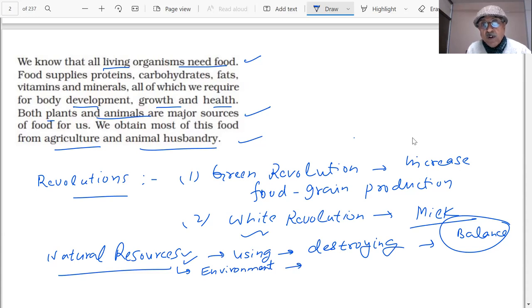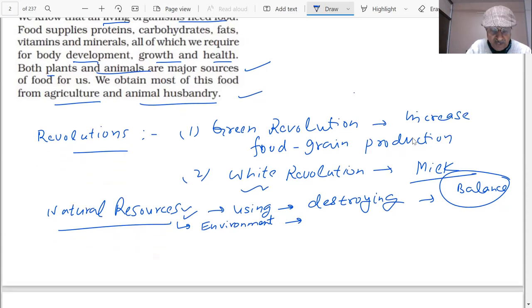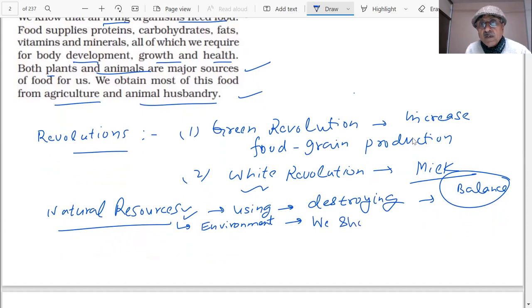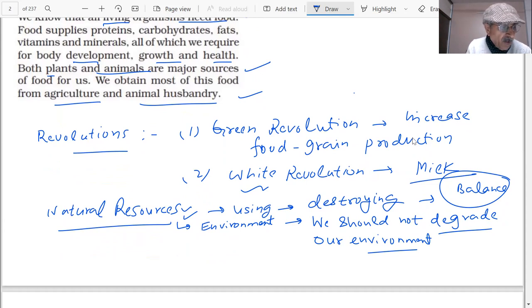So we should not degrade our environment. It's so important, we must not use it. And this disturbs the balances which we are maintaining. So there is a need for what we call sustainable practices.